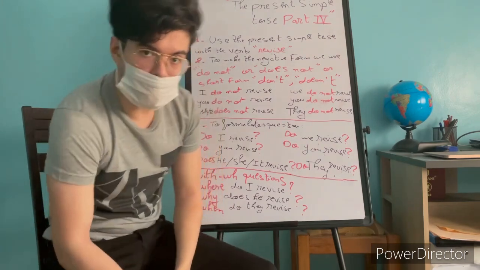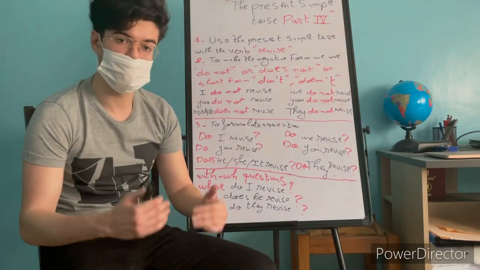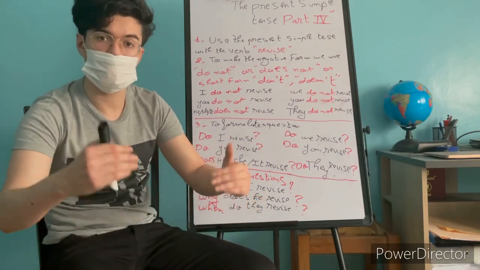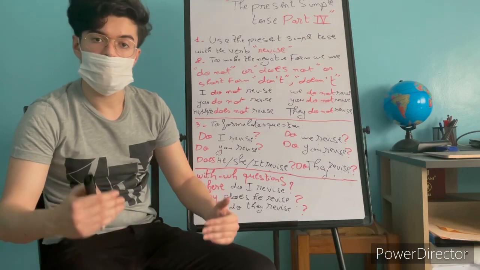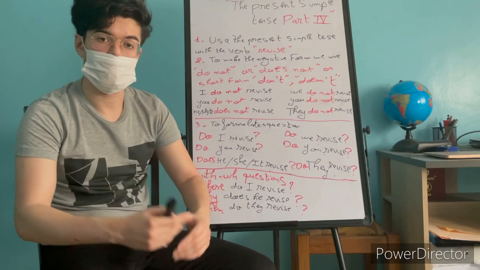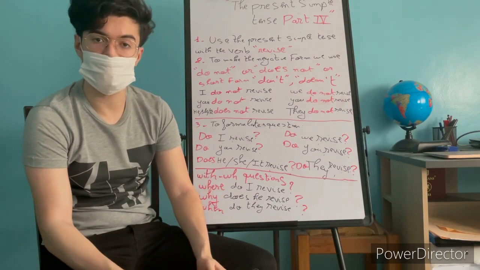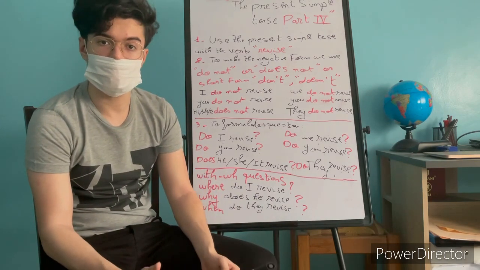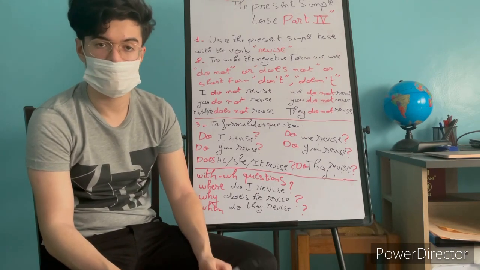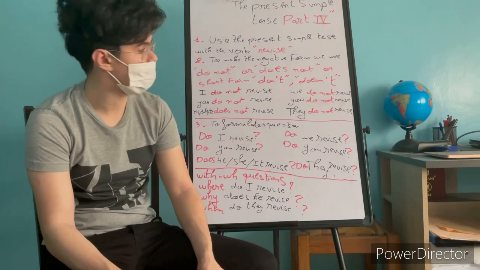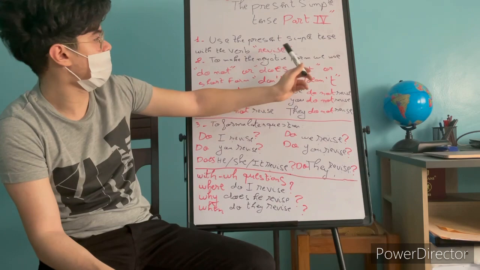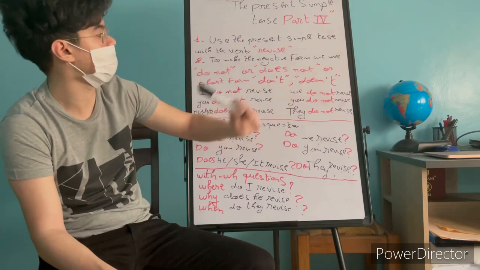For the last part of the present simple tense, we're going to use a verb in the negative form and see how to formulate questions with that verb, and with WH questions also. For example, we have the verb revise. How do we formulate the negative form with the verb revise? So that's what we're going to see. Use the present simple tense with the verb revise. To make the negative form, we use do not or does not.